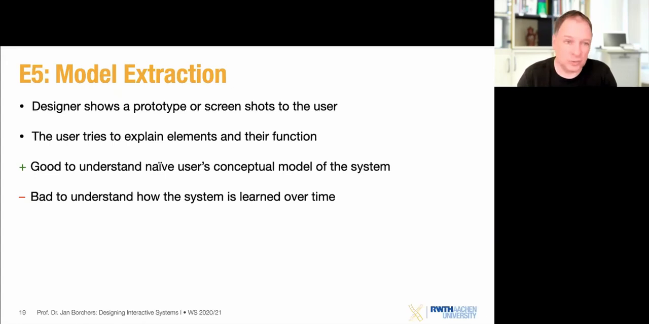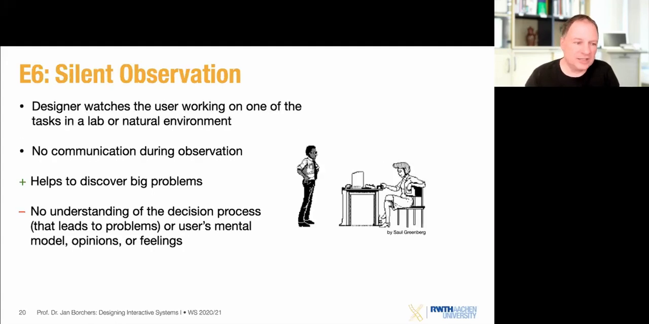So this is useful. It's quick. It's easy. And it can tell you a lot of things already, but it's missing a few things. First of all, we don't learn anything about how the system is being learned over time, right? It's just this first encounter kind of reaction. And more crucially, we're missing the task and context here. We don't give the user anything that they should be doing with this interface. We're just showing them an interface. So let's add a task, and that is then technique number E6, silent observation.